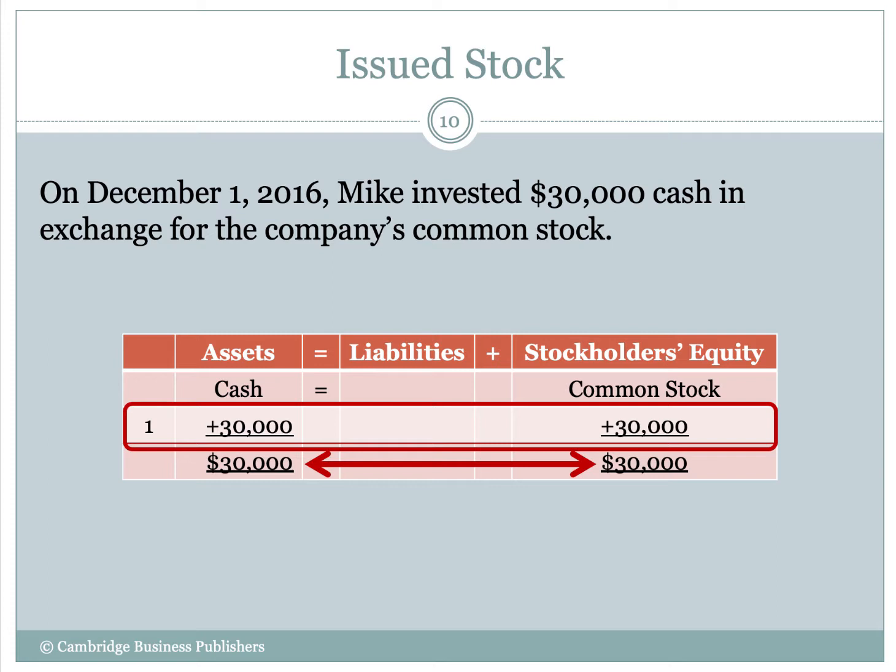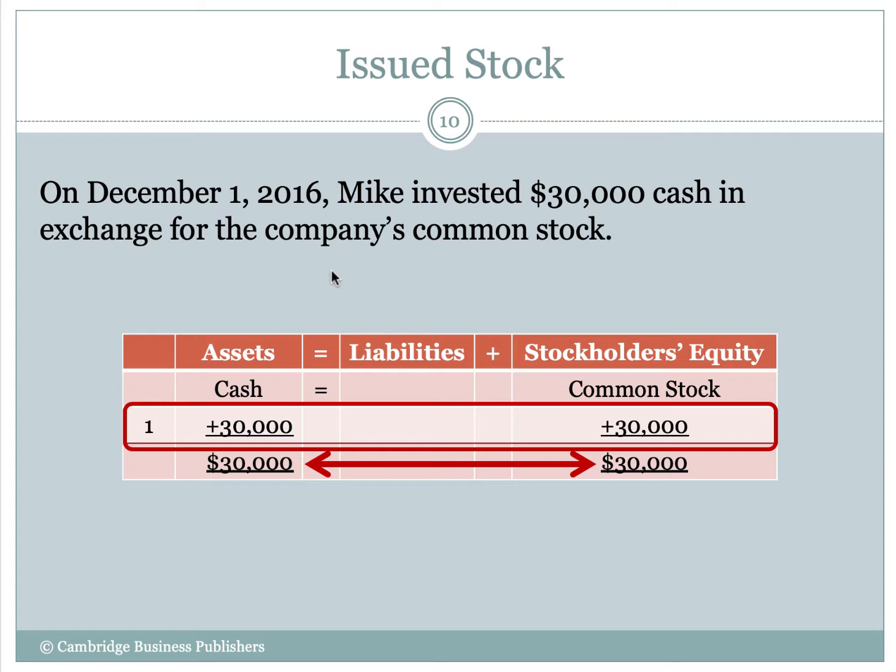On December 1st, 2016, Mike invests $30,000 cash in exchange for the company's common stock. Okay, so we just read this and we see that, hey, cash is affected, common stock is affected, right? We don't have to think of, oh, what account do I use? The transaction tells us what accounts we have to use here, okay? So Mike invests $30,000 cash.